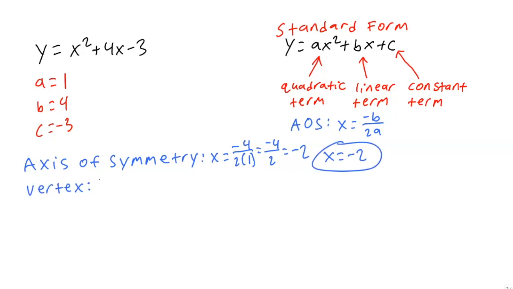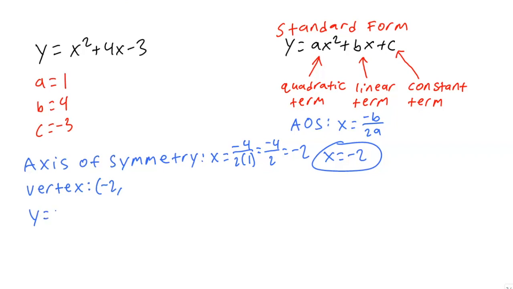Now, we need to find the vertex. So remember that the x-coordinate of the vertex is the same as the axis of symmetry. So in this case, the x-coordinate is going to be -2. The y-coordinate we need to find. So now we're going to plug in the x into our y equals x squared plus 4x minus 3 equation and find out what the y-coordinate of the vertex is.